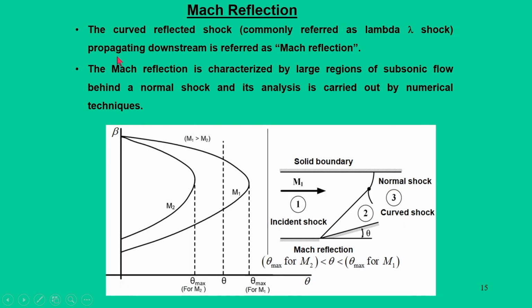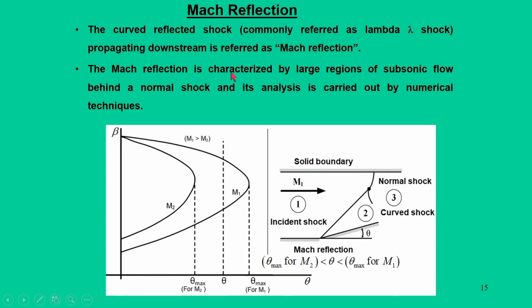Then what happens after that? The curved reflected shock, which is commonly referred to as a lambda shock, propagates downstream, and it is this particular phenomenon that is referred to as Mach reflection. So, regular reflection is not possible, so we call this a Mach reflection.